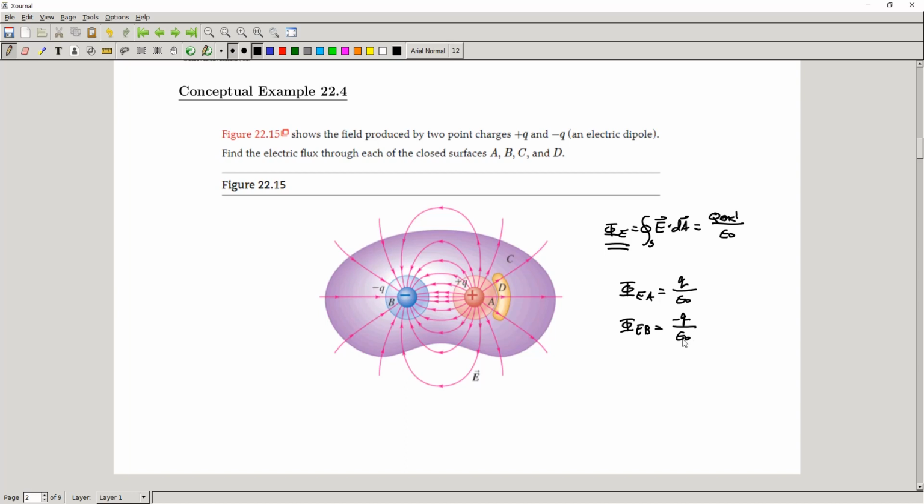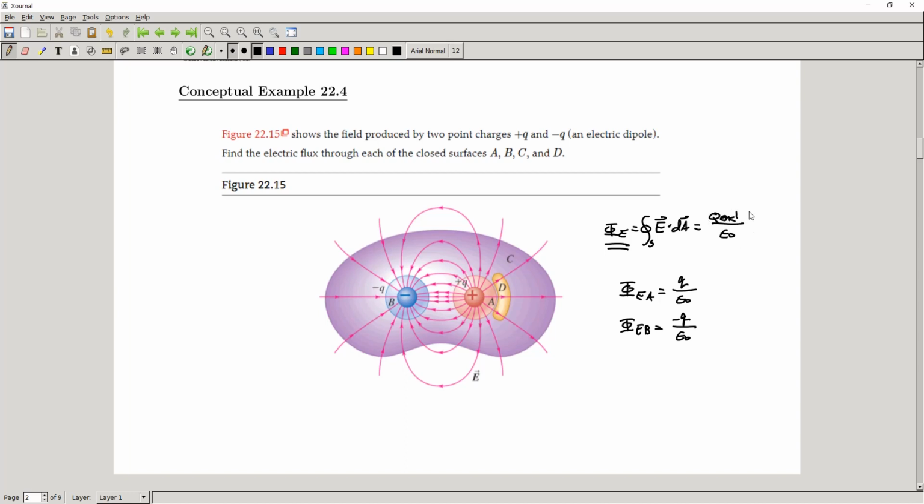For surface C, I mean, again, we could try to do the integral. We could use this term here, right? But the electric field is very messy. It's pointing out at some points, in at others. We would have to find some sort of expression to describe that, and then integrate over this weird shape. That would be a total nightmare. And so we don't want to do that.